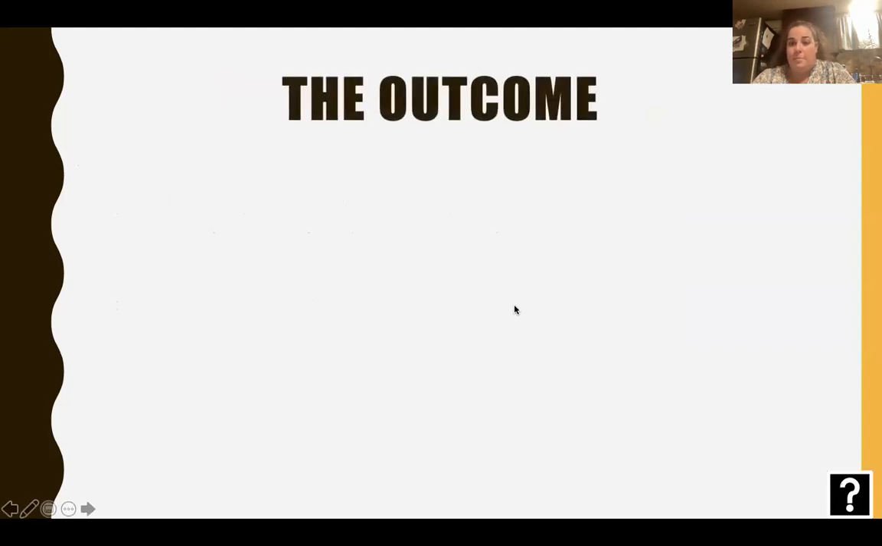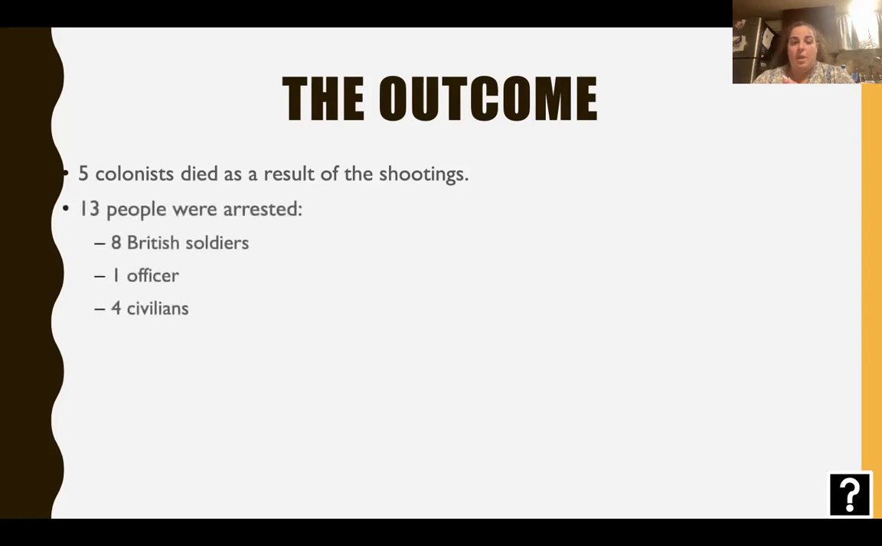So what was the outcome? As a result of the Boston Massacre, 5 colonists died. The soldiers shot and killed 5 of the colonists. 13 people were arrested in the process. 8 of them were British soldiers, 1 of them was an officer, and 4 of them were civilians, civilians just being people that were there, most likely colonists. Now, the soldiers were arrested because of the violence that came about. The colonists thought that they could have handled it without violence.